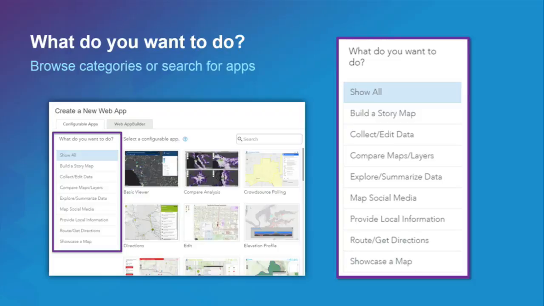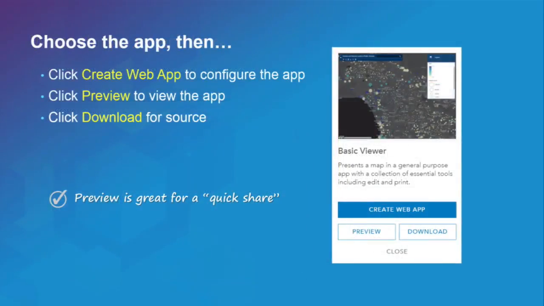We still encourage that exploration and the prototyping of different apps, or taking a map and seeing what it looks like in different applications, but we've done a lot of work to create some categories that will help refine the search for you. And I'll show you that in just a moment. So once you've chosen the app, in the map viewer you have three options. You can create the app, you can preview it, or you can download the source code.